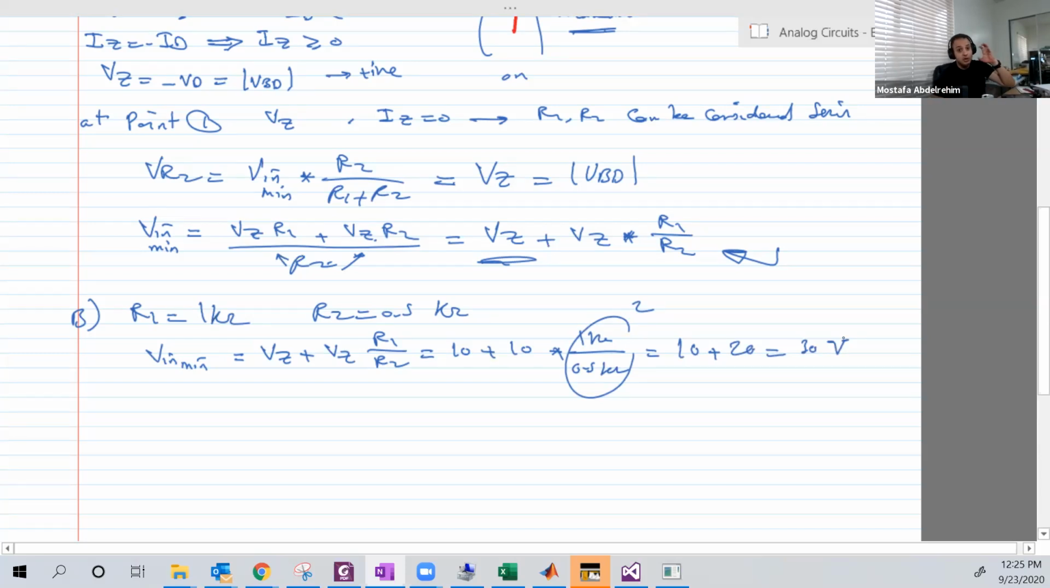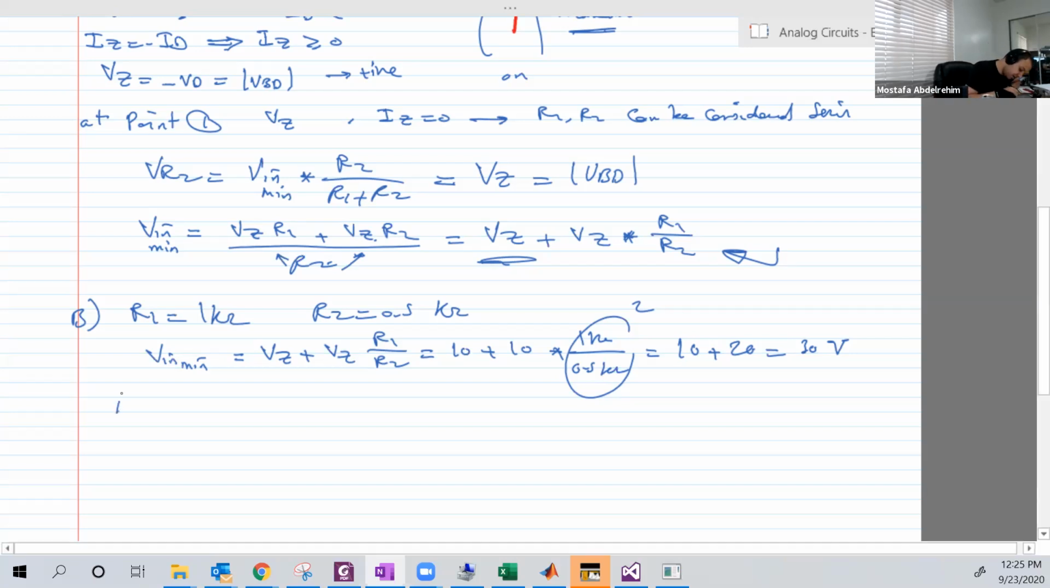So although the breakdown voltage is only 10, we need 30 volts at the input in order to just turn the zener into the breakdown. And why is that? Because the resistance that is in parallel with the zener is actually half of the other resistance that is just in series with the battery. So it always receives half of the voltage that is going to the other resistor in series with the battery. That's why we need more and more voltage on the input in order to turn the zener into the breakdown.